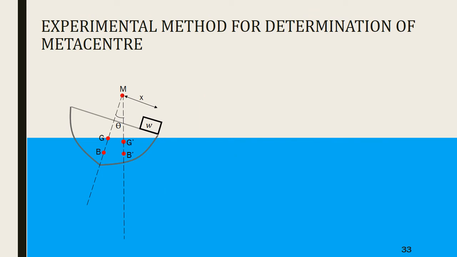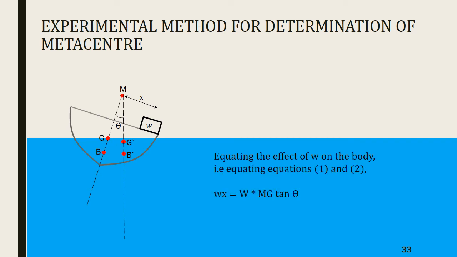Now, the effect of the small block w is the moment about the normal axis as well as the couple created due to the total weight capital W. And so, equating the effects of small w on the whole body, that is equating equations 1 and 2, we will get wx, which is the moment of small w about the normal axis, is equal to capital W into mg tan theta. Or we will get mg is equal to small wx by capital W tan theta. This is the formula for metacentric height using the experimental method of determination of metacentric height.